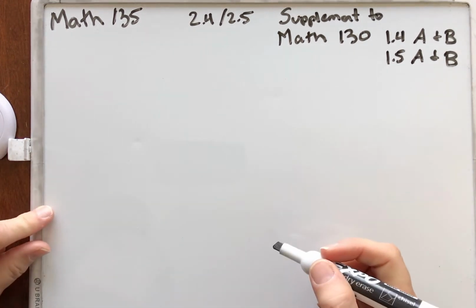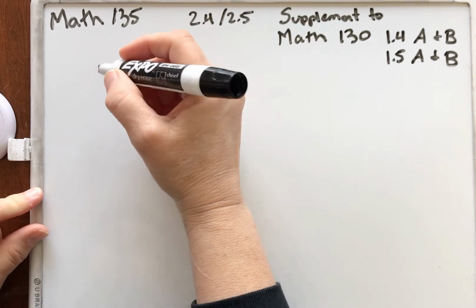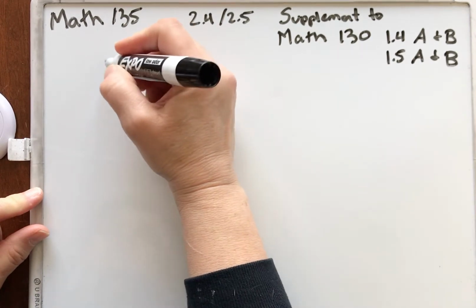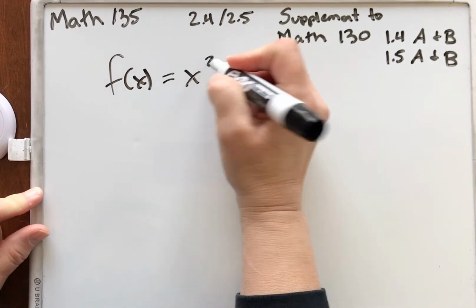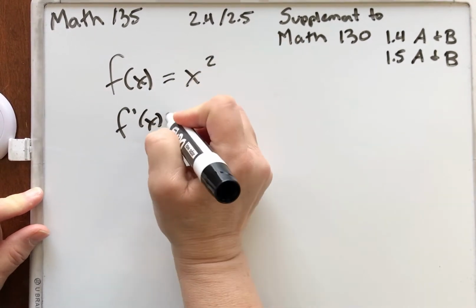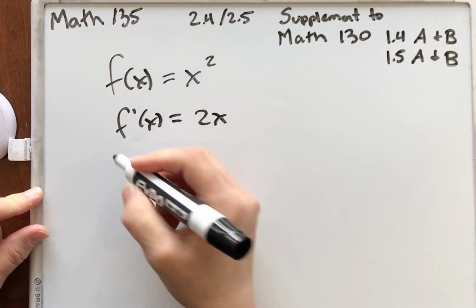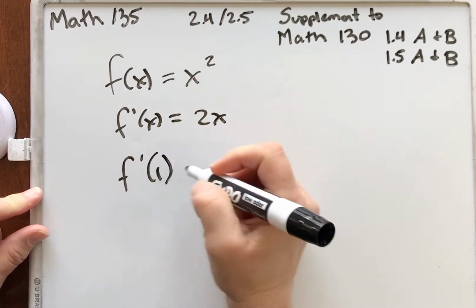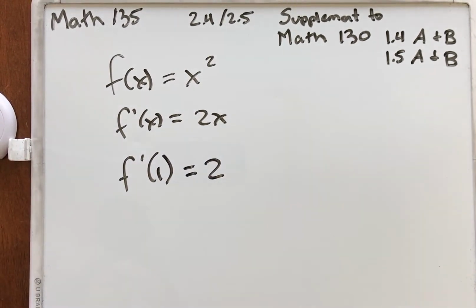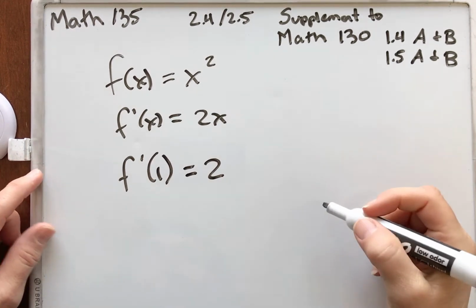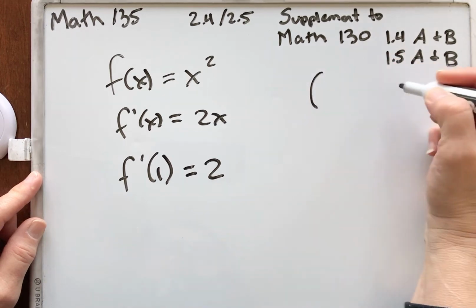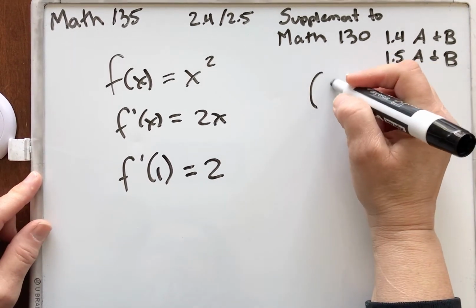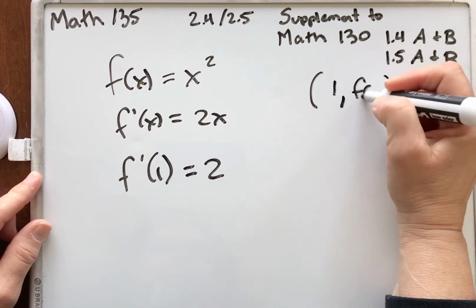One thing is that, let's say we find the derivative of, I'm just going to make something up, f of x equals x squared. We know f prime of x equals 2x. And therefore, if we have f prime of 1, that would equal 2. Okay, so let's say they give us a point and they want us to find the equation now. So they give us a point of 1, f of 1.